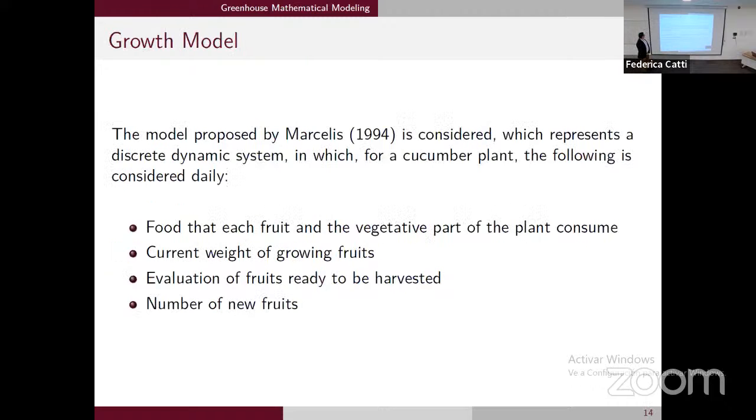For the growth model, we consider the model proposed by Marcellis. This represents a discrete dynamic system in which, for a cucumber plant, every day we consider the food that each fruit and the vegetative part of the plant consume, the current weight of the growing fruits, an evaluation of the fruit ready to be harvested, and we calculate the number of new fruits in the crop.